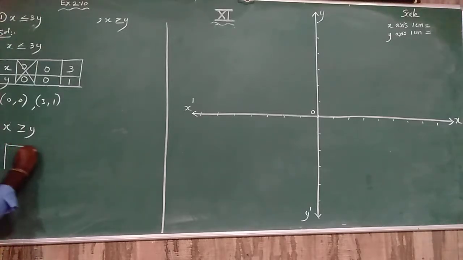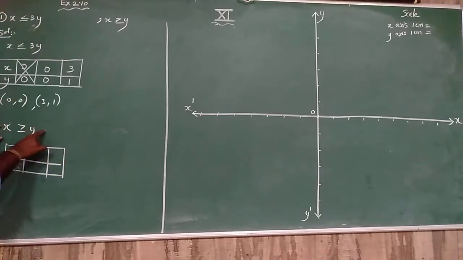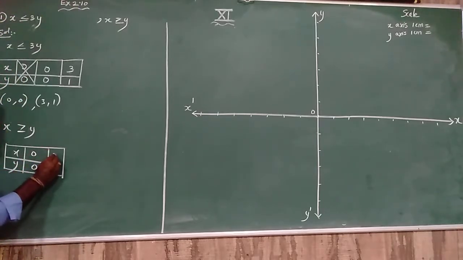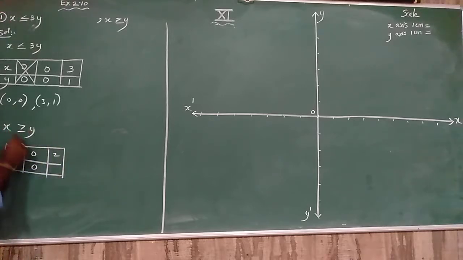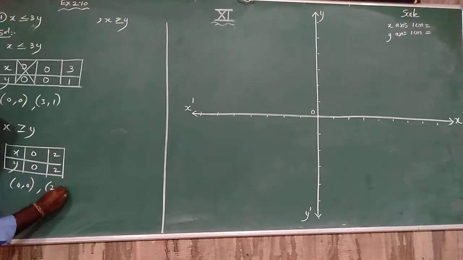So, I am going to plot the points. These are simple points. Since there is no constant, I can easily put x equal to 0, which means y is also 0. If x is equal to 2, y is also 2. Since there is no constant here, the points are 0, 0 and 2, 2.